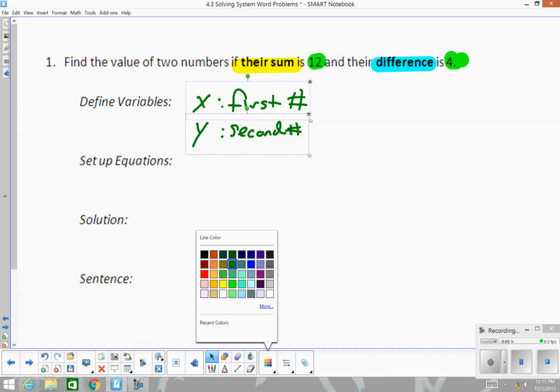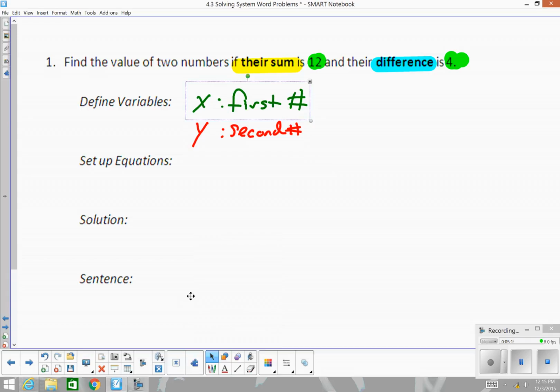Now I'm going to have those two letters as my variables. So I'm going to go ahead and change that color so we have red and green. Good. Now once I define those variables, I'm going to go ahead and write these equations. So I'm going to say x is going to be my first number. So it says the value of two numbers, so I have the first number and the second number, their sum is 12. So how can I write that? Well, I know that the sum means to add. Okay, so I have two numbers, x and y, and I know that their sum is 12.